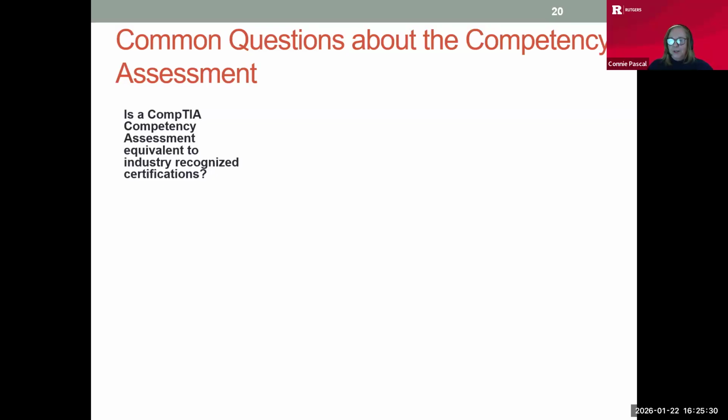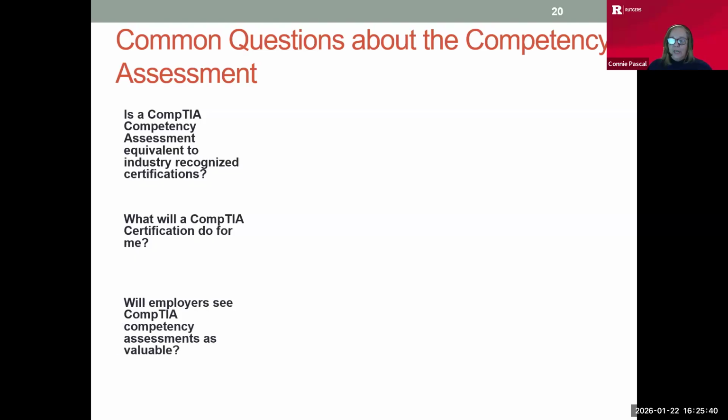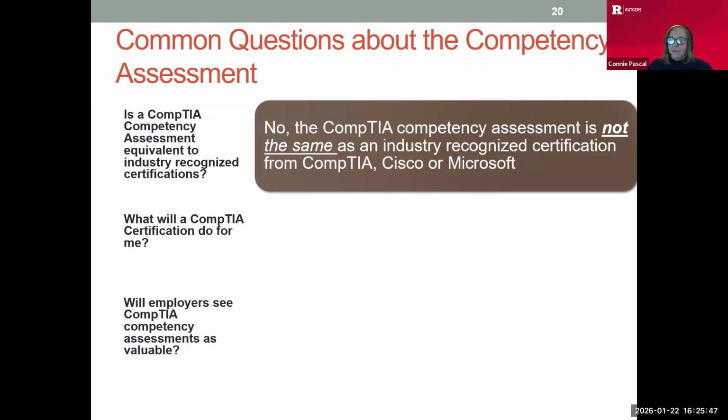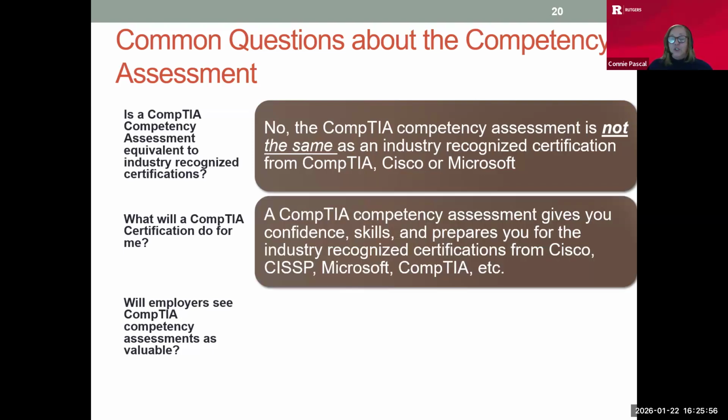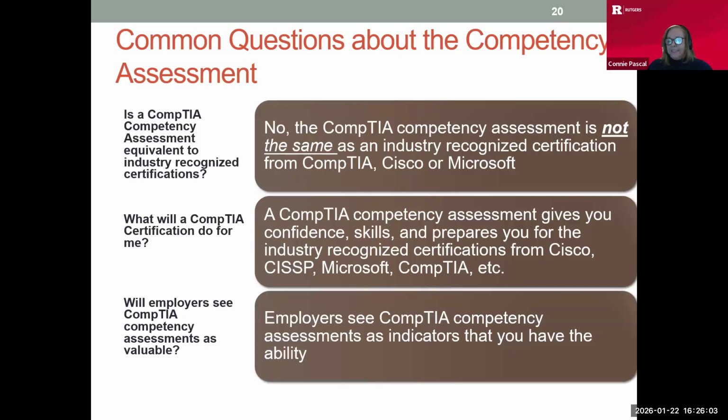So just to be sure, the questions are: is the competency assessment equivalent to the industry recognized certification? What will a CompTIA certification do for me? And will employers see the competency assessment as valuable? So here's the answer. No, the CompTIA competency assessment is not the same as the industry recognized certification, but again, it does prepare you for it. It gives you confidence, it gives you skills, and again, prepares you for these exams.